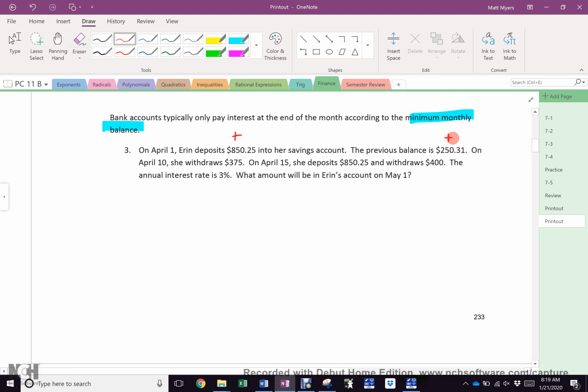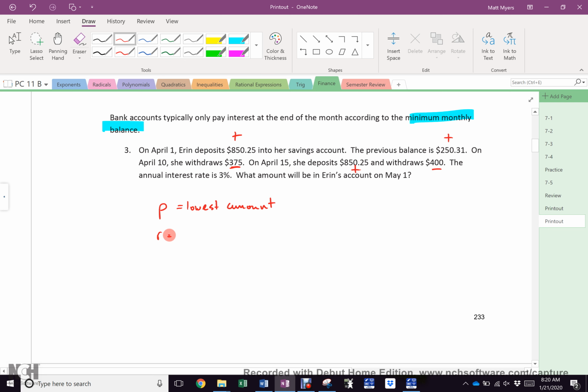What does she do on April 10th? That's a minus. What does she do here? That's a plus. What does she do here? That's a minus. So you would find the minimum monthly balance, which is the lowest money she has in her account, and that would be P, is the lowest amount.